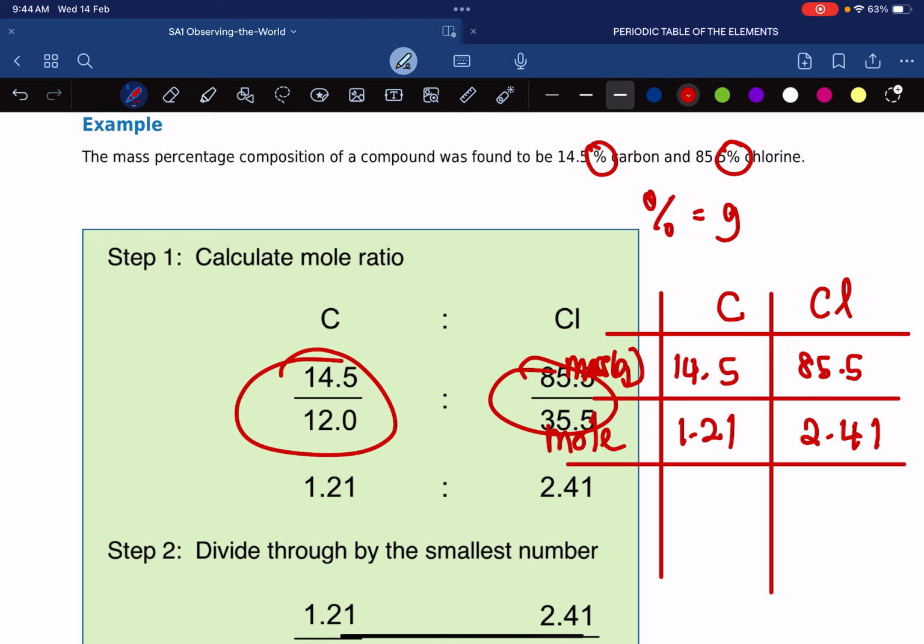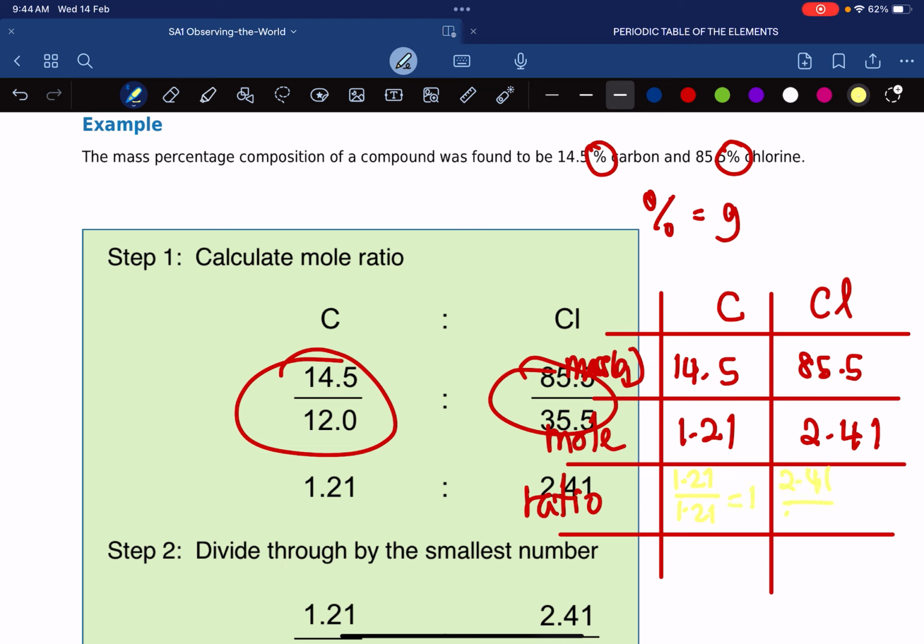Then we are going to work out the ratio. To work out the ratio, you need to look at these 2 numbers here, this number and this number. You have to decide which number is smaller. So you realize 1.21 is smaller, right? So 1.21 divided by itself is 1.